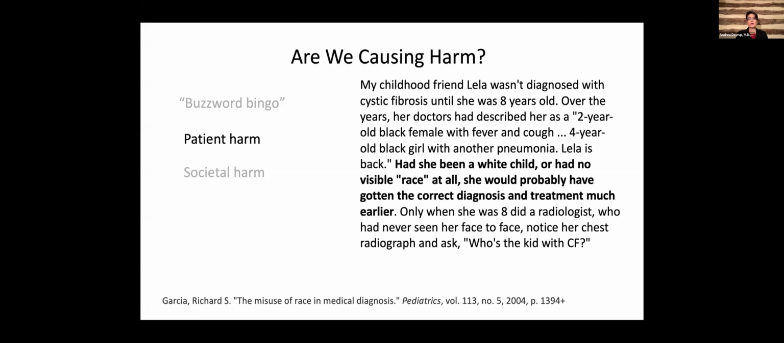Well, I would counter that again with an account from an article, The Misuse of Race in Medical Diagnosis, about a girl who wasn't diagnosed with cystic fibrosis until she was 8 years old, despite presenting multiple times with suspicious symptoms. In fact, she was only diagnosed when the radiologist could not see the color of her skin and was just looking at her chest film and said, who's the kid with cystic fibrosis? There was a recent account in another journal about a man who's African American who wasn't diagnosed until he was 54 years old. So this is clearly an ongoing problem.